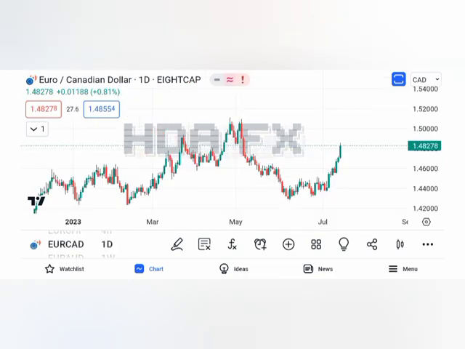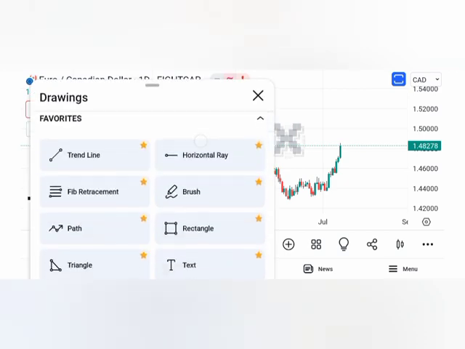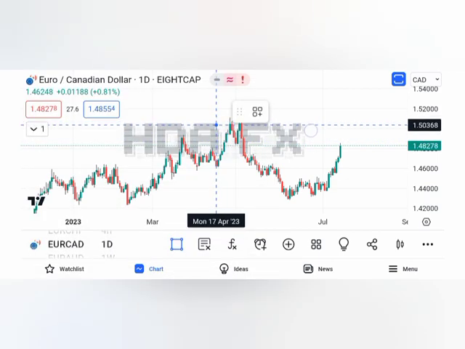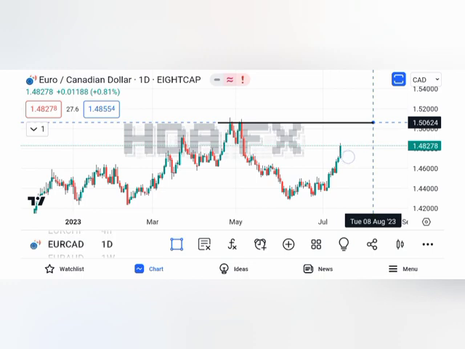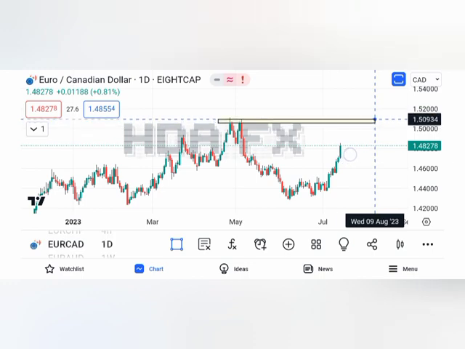Guys, our last pair we'll be looking at is EURUSD. That's the euro and the Canadian dollar. So now we could see that price made a double top at this very point here. We can see the double top formation here.